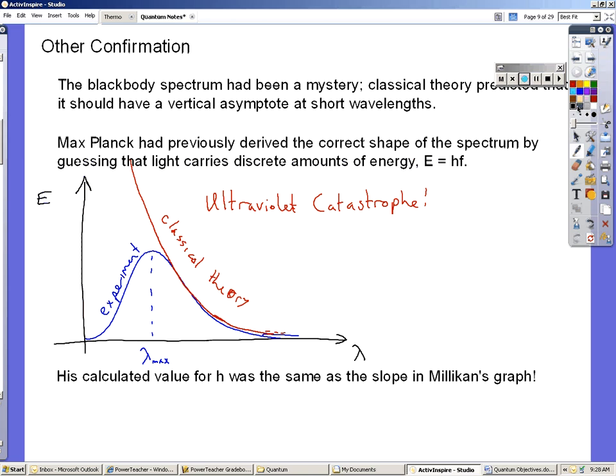But in 1905, a physicist that no one had heard of at that point noticed that the value of h that Planck used turned out to be exactly the same as the slope of the graph that Millikan made. h equals 6.626 times 10 to the negative 34 joule seconds. And this unknown physicist said, oh, Planck's hypothesis that light carries discrete amounts of energy can be used to explain Millikan's experiment.